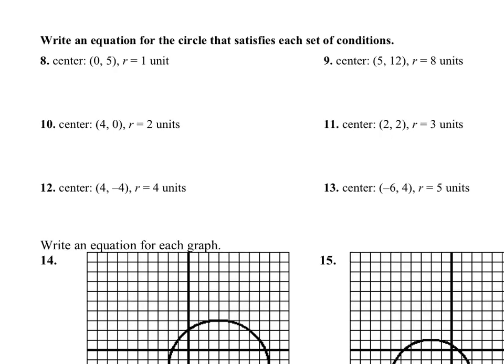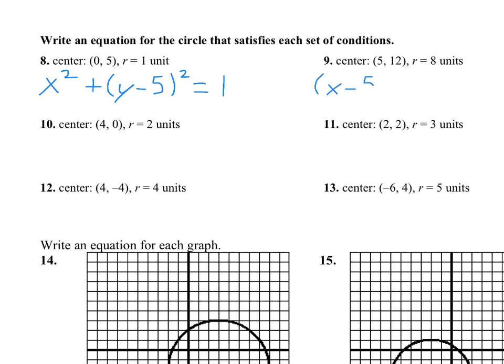Okay, these next 6 problems are going to be pretty easy because we don't have to graph them. We're just writing the equation. So you don't need parentheses when the coordinate is 0. So because the x is 0, you could just write x squared. You don't have to write x minus 0. Okay, the y coordinate is 5, so we do y minus 5 squared. Then we take the radius and we square it, and 1 squared is 1.